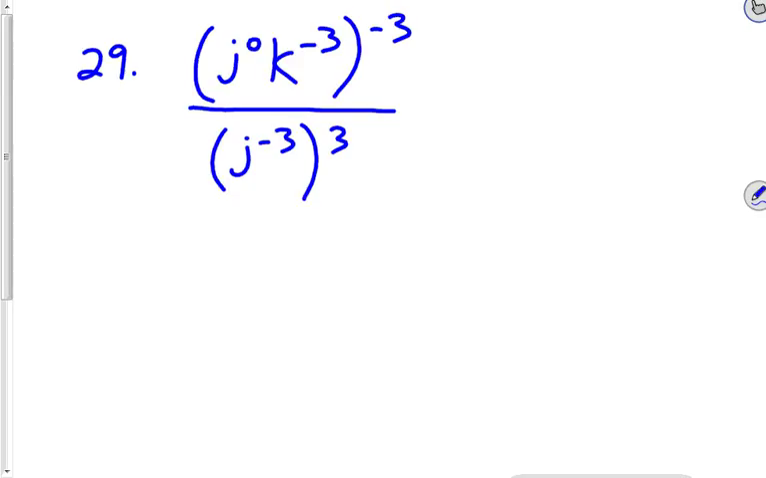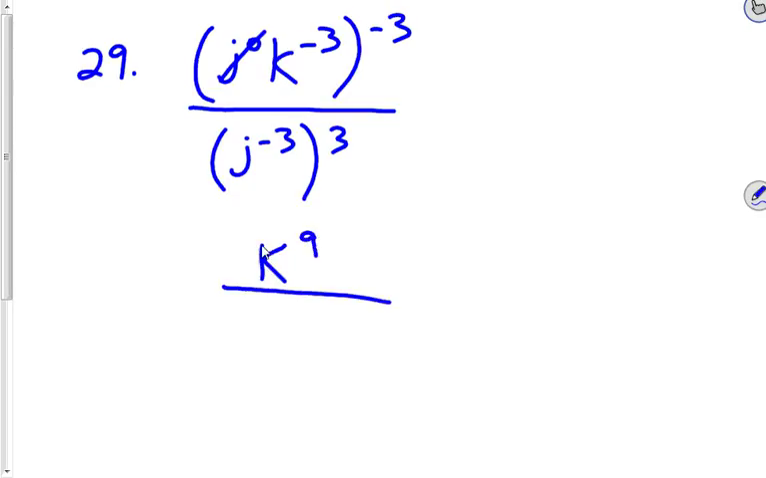Okay, number 29. Again, first thing I see is j to the 0. That equals 1, so we'll just cancel that out. Then I have k to the negative 3rd raised to the negative 3rd. That's the power rule. I'm not even worried about those being negative exponents because I know I'm going to multiply them and get k to the positive 9th.